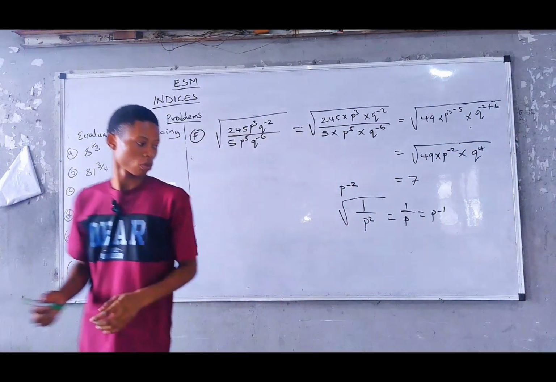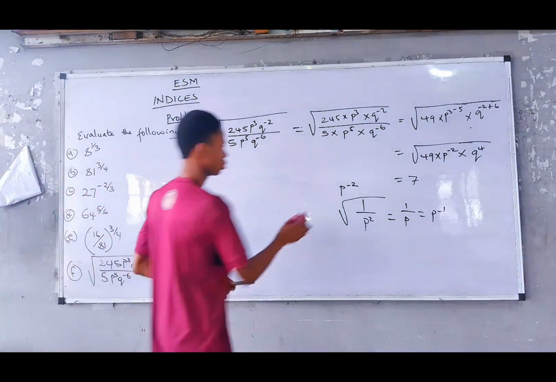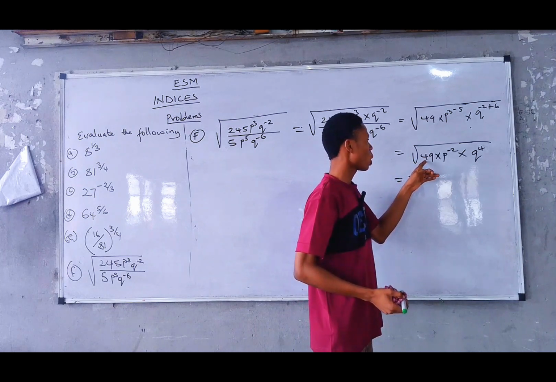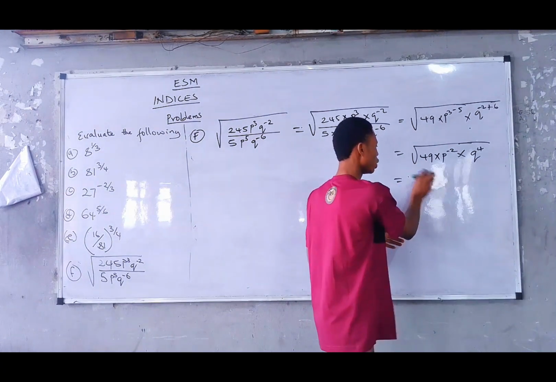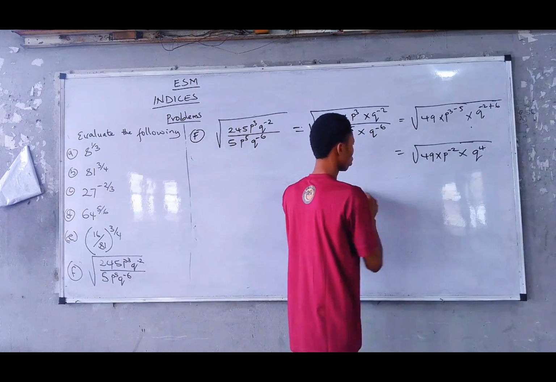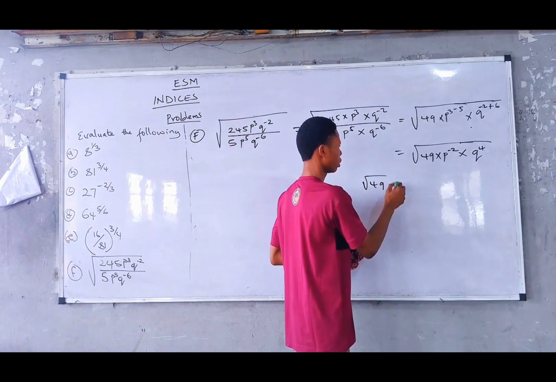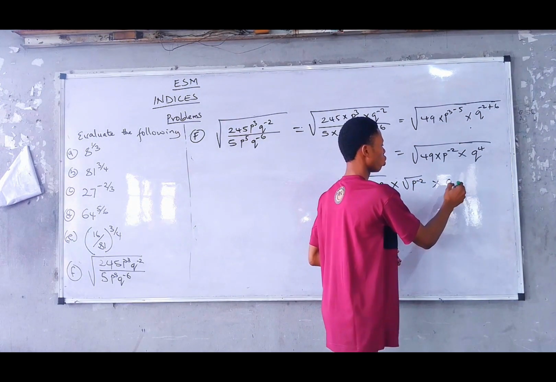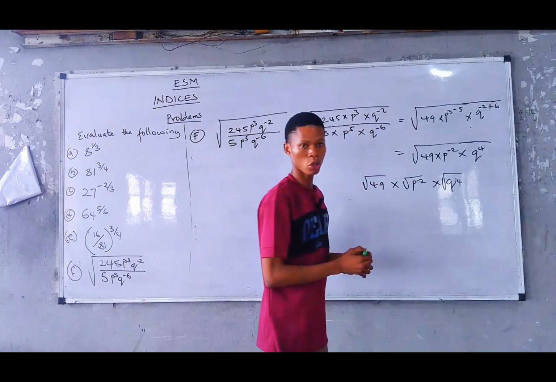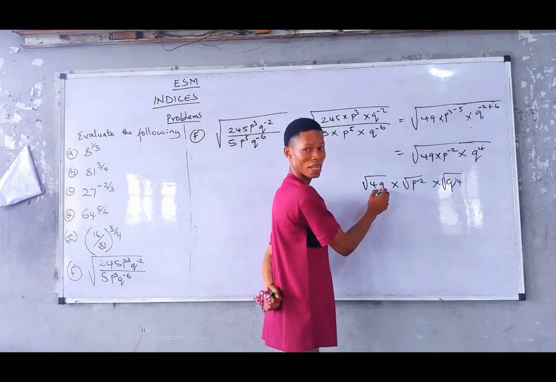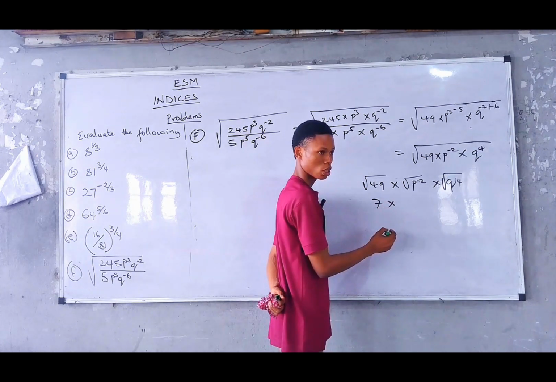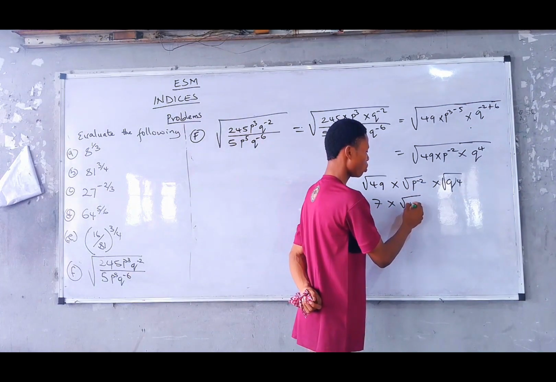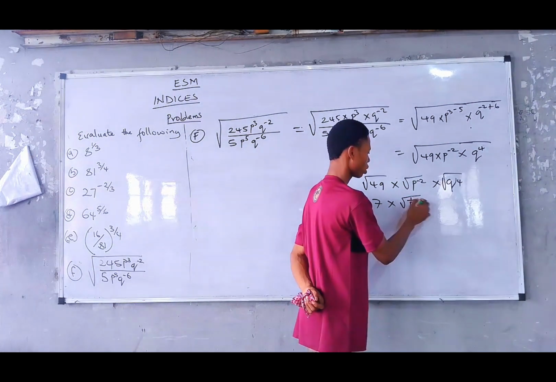Let me take that again. Where's my duster? We understand that square root of 49. Okay, let me break it down into segments. This square root of 49 times square root of P raised to power minus 2 times square root of P raised to power 4. Is it not? Good. Now, square root of 49, we already know is 7, right? Times square root of P raised to power minus 2, which is P raised to power minus 1 over 2... is it not?